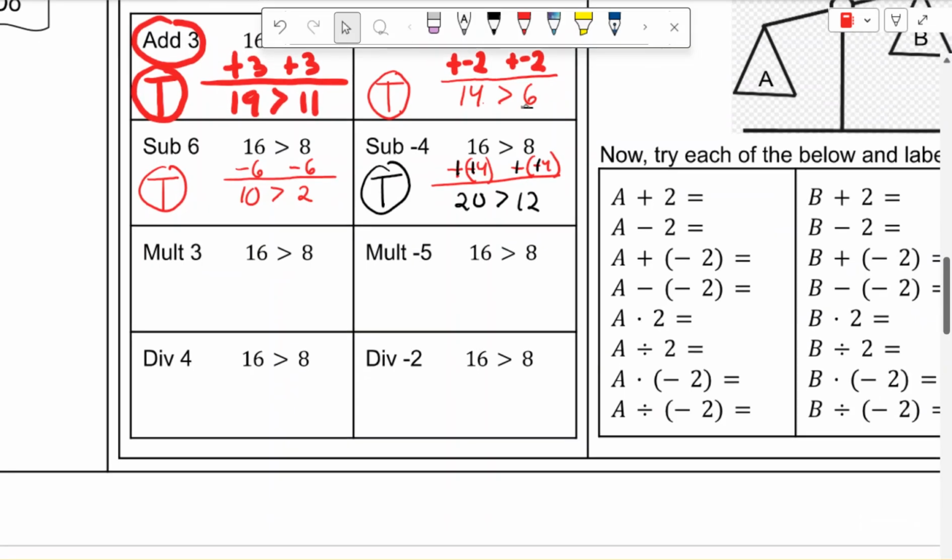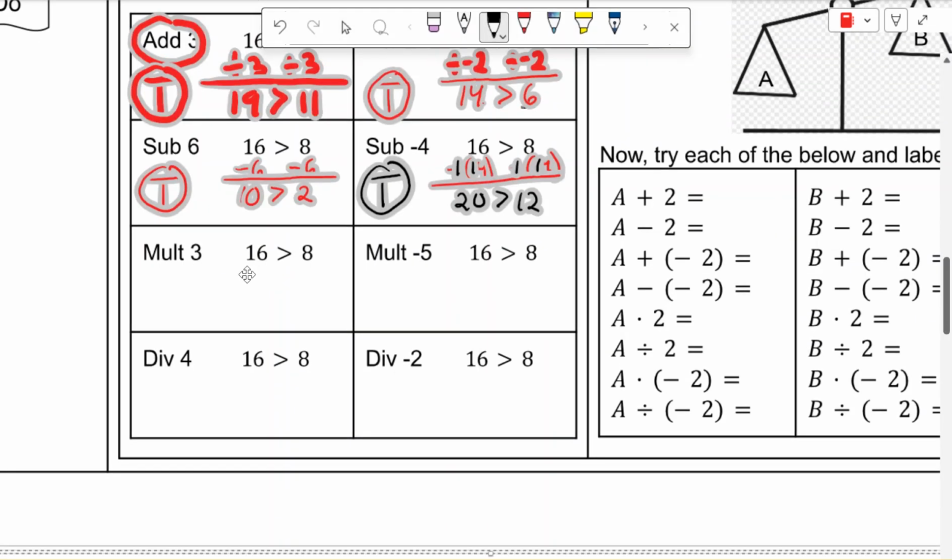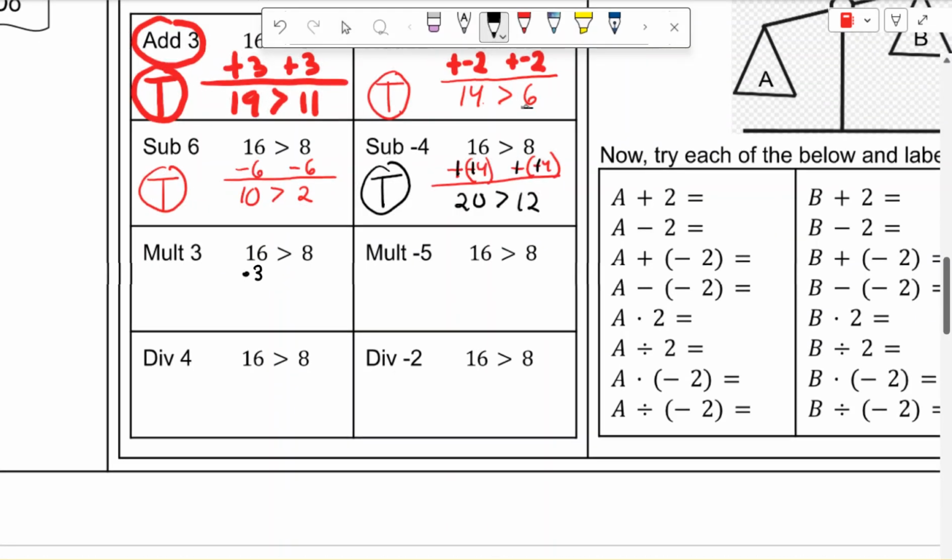We're going to go down here to multiplying both sides by 3. So we're going to multiply by 3, and multiply by 3. So 16 times 3 on your calculator is 48, and 8 times 3 is 24. Bring down the sign. Is it still true? It is. Another true statement. All truths. Property of equality.